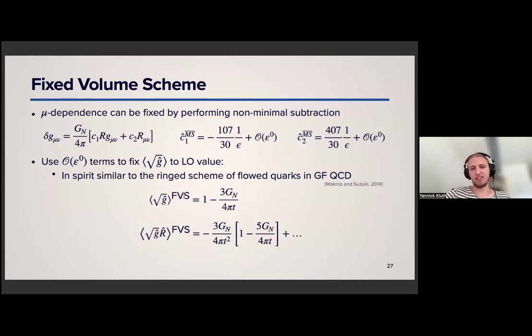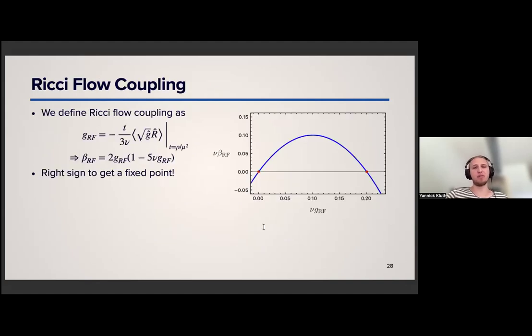And then in this fixed volume scheme, this volume element is simply fixed to this value at all orders. But we do still get something non-trivial for this other operator, namely the correlator of the volume element and the Ricci scalar. At next to leading order, we have this now very simple form. And this is what we can actually use to define a Ricci-flow coupling.